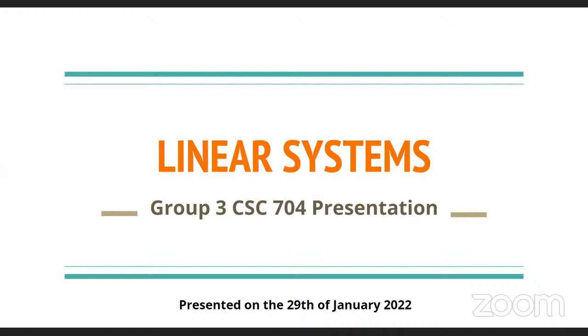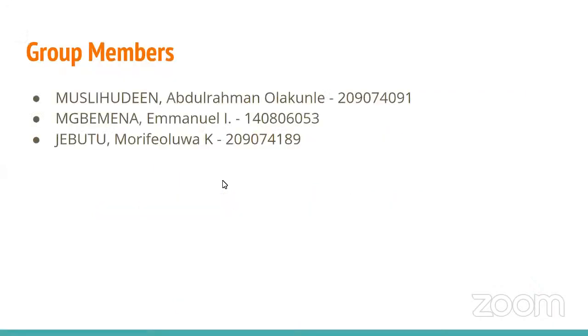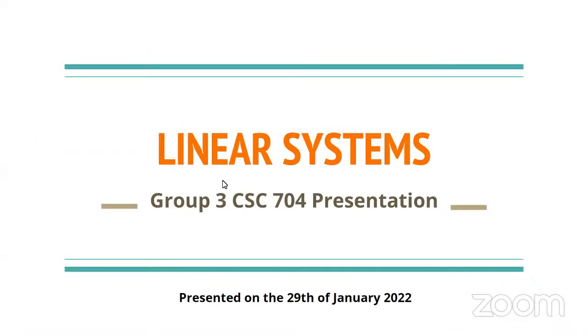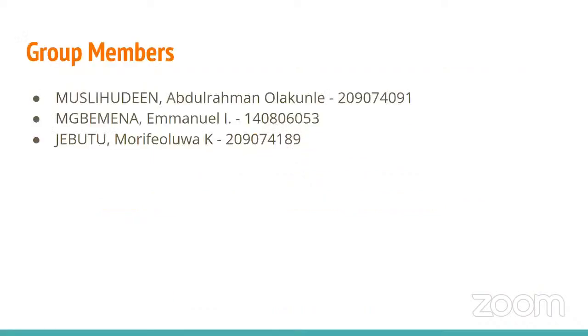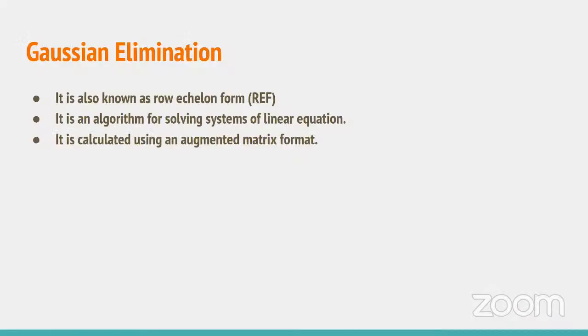Good evening, everyone. This is a group presentation by Group 3 for CSC 707. We are going to be talking about linear systems. So here are my group members. Then I will be starting with Gaussian elimination.